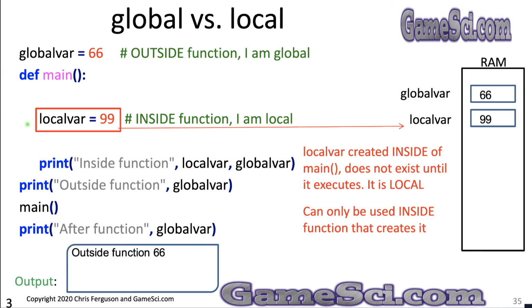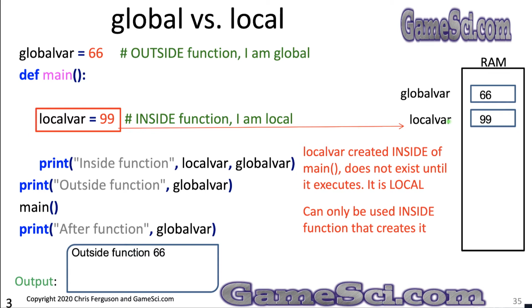Inside main, I'm going to say local_var equals 99. And then 99 gets stored in the variable local_var. This is a variable created inside a function. Variables created inside of a function are local. Variables created outside of functions are global. local_var was created inside of main. It does not exist until main executes.